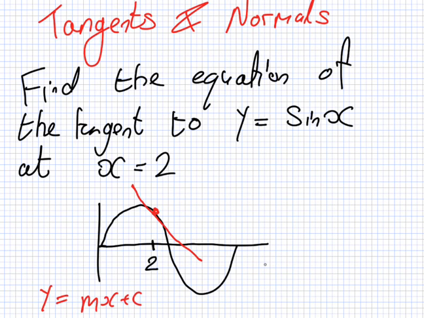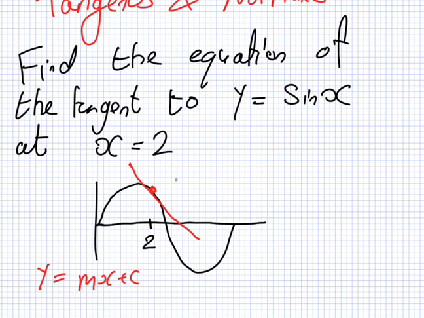Now, first we need the point here. So the x is 2. Do we know the y? No. But we can just put it in here. So can you tell me what sine of 2 is in radians? 0.88? Close. 0.909, yeah? Alright.